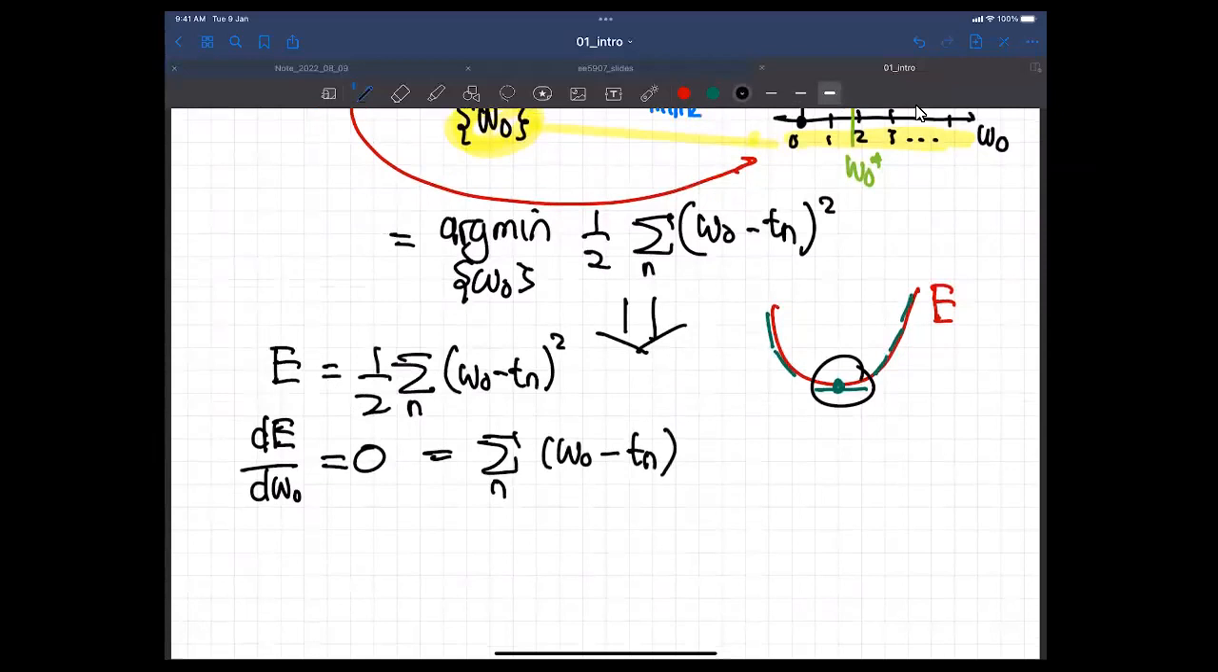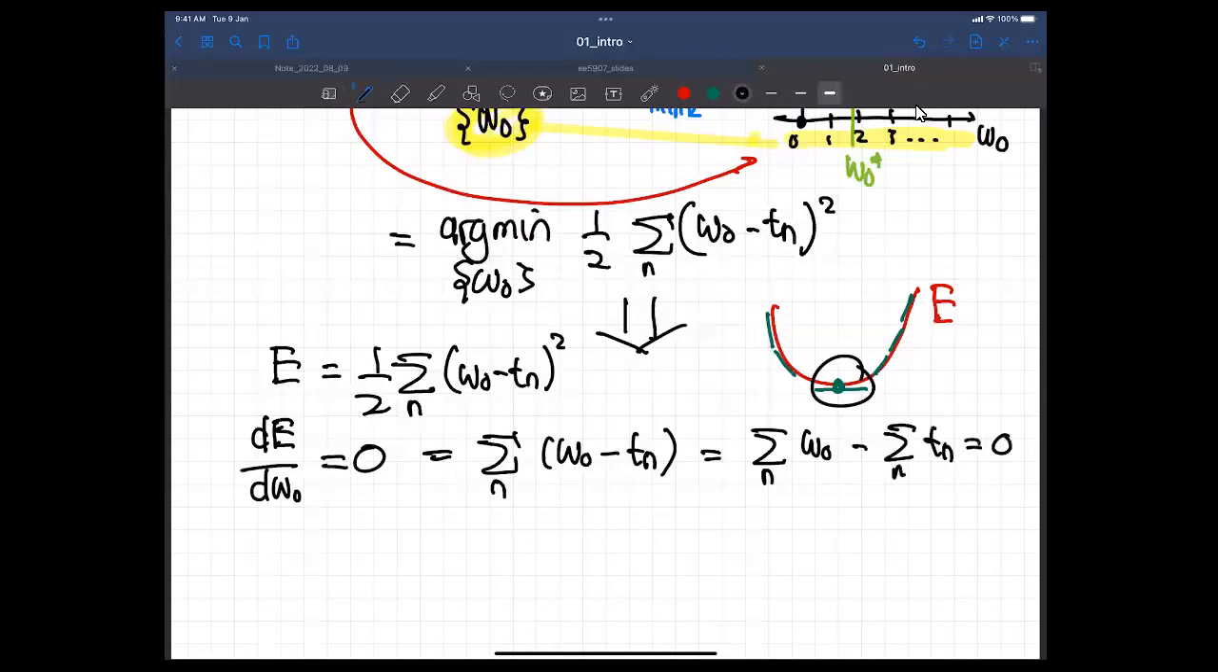W0 is something that you want to find. So if you want to find W0, then this is equally sum over n of W0 minus sum over n of Tn, correct? And it's equal to 0. Oh, sorry, it's not plus, it's minus.